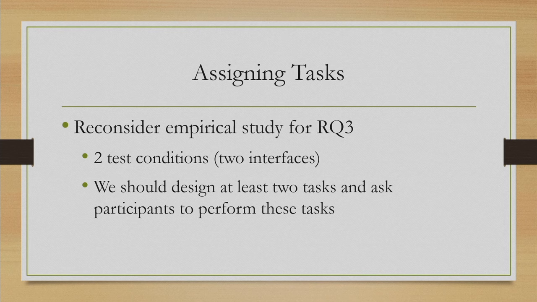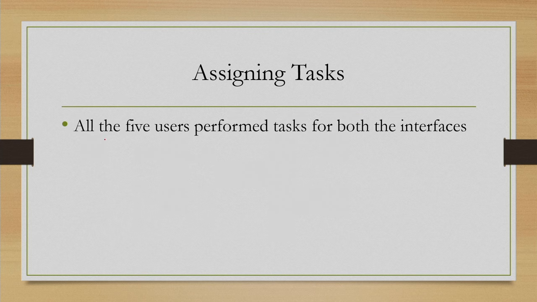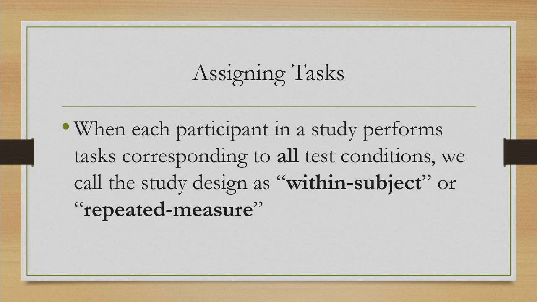So there were 2 test conditions for our empirical study related to RQ3 corresponding to 2 interfaces. So we should design at least 2 tasks and ask participants to perform these tasks. So the next question is, once we are able to identify the representative task, there are 5 participants, 2 interfaces. The next relevant question is, how do we ask the users to type the tasks for those interfaces? All the 5 users are supposed to perform the tasks for both the interfaces. So how do we assign these tasks?